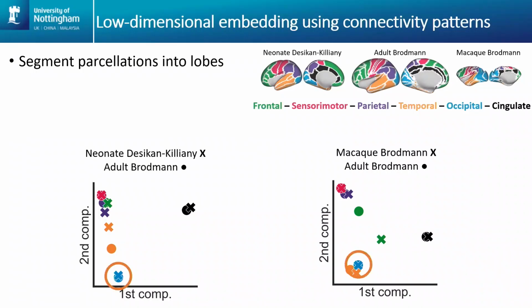In particular, we see with the blue occipital cortex that these are clustered in the neonate-adult and the macaque-adult comparisons. Whereas in the frontal lobe, in green, we see greater divergence in the macaque-adult comparison, and this reflects what we know about the expansion of the frontal lobe in the adult human compared to the macaque.